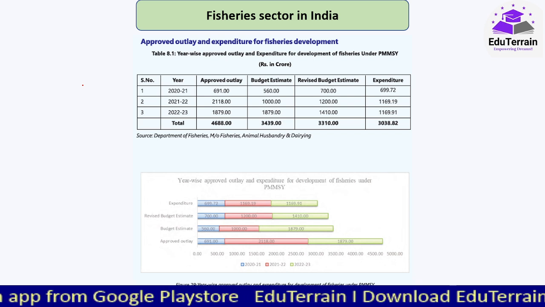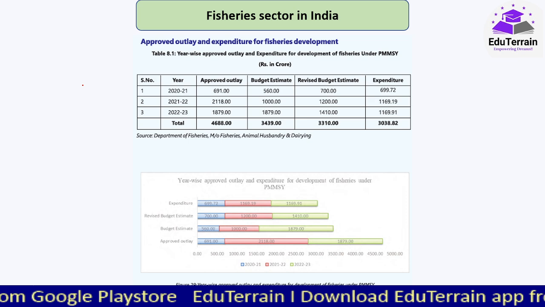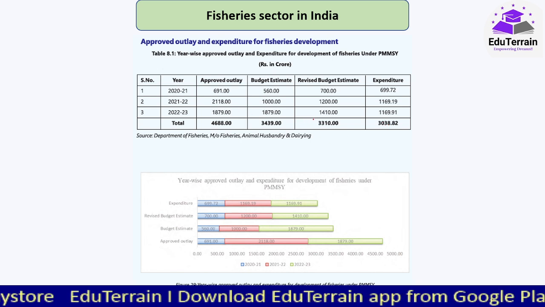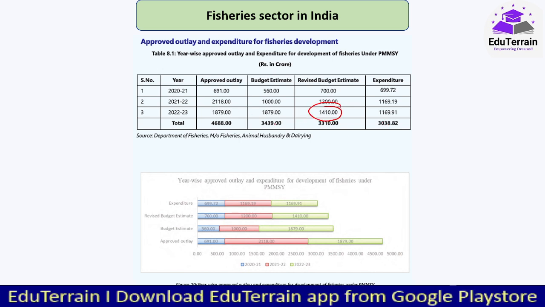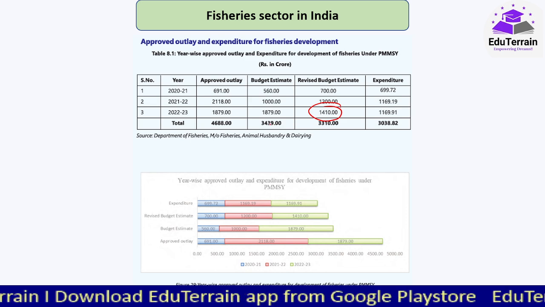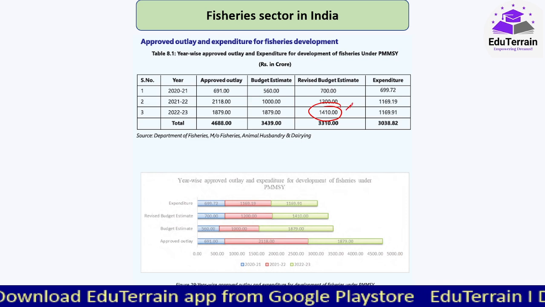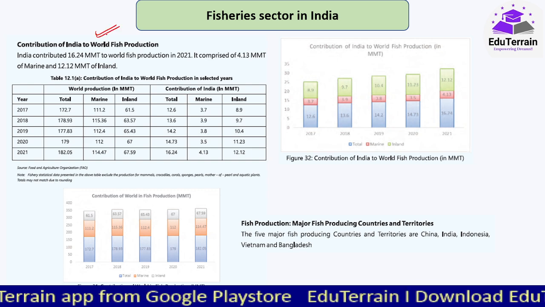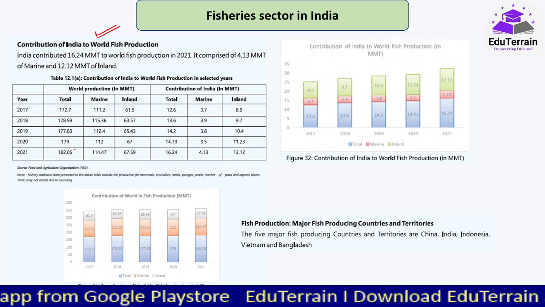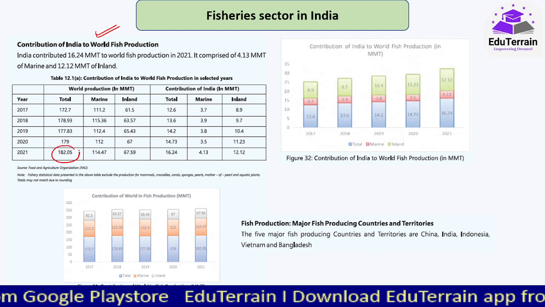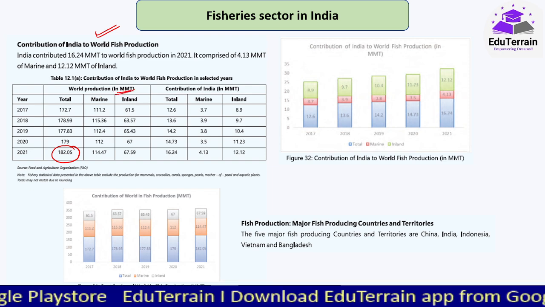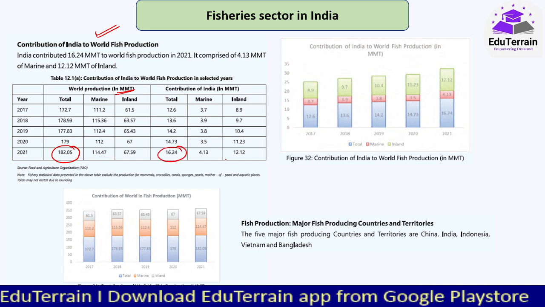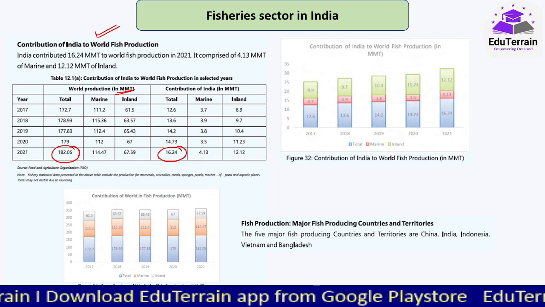So this is the approved outlay and expenditure for development of fisheries under Pradhan Mantri Matsya Sampada Yojana, and for 2022-23 the revised budget estimates are 1410, as you can see here. This utna काफ़ी है. Okay, and this is a contribution of India to world fish production. So world का fish production total कितना है, 182.05 million metric tons, and India का कितना है 2021 का अगर देखा जाए तो it is 16.24, and this is what we are contributing to the world.